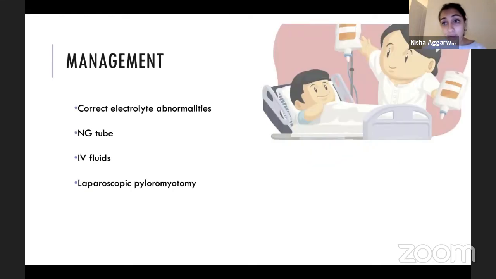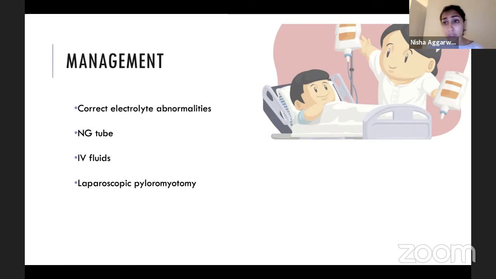The management of pyloric stenosis, first and foremost, particularly if you're in a district general hospital, is to tell the surgeons at the tertiary centre and correct the child's electrolyte abnormalities. They may be quite dehydrated because they've been unable to keep anything down. So just make sure you're giving them IV fluids according to what they need, so putting in potassium if they need potassium.